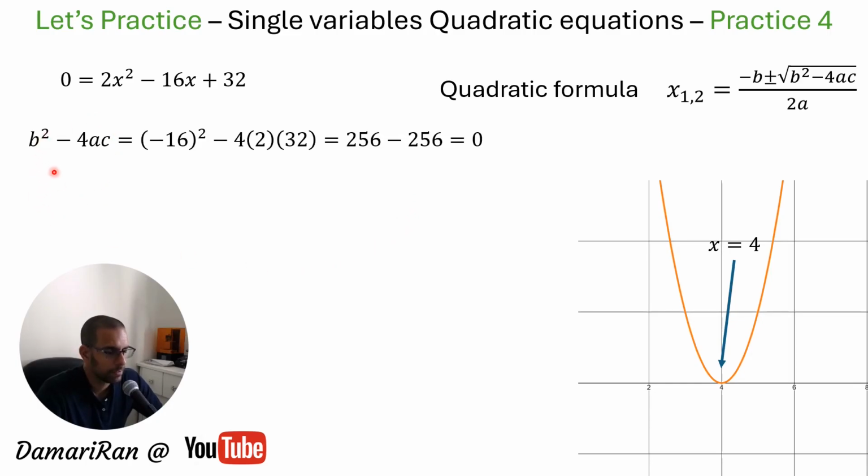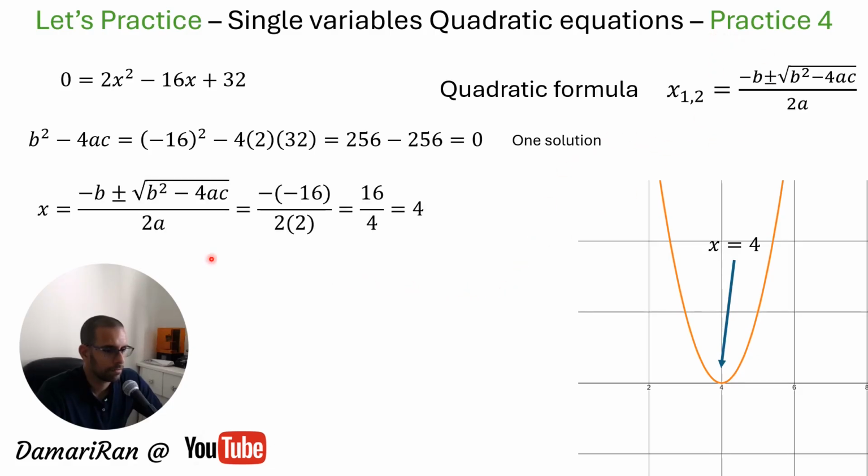So this is the discriminant. I'm putting the minus 16 as b. I have here minus 4 times 2, which is the a, and times c, which is 32. And I'm going to get a discriminant of 0, meaning one solution. Great. Now let's put it into the quadratic formula, and I'm going to have what I have right here. Okay, guys? So it's a very useful tool and makes everything shorter and more understandable.